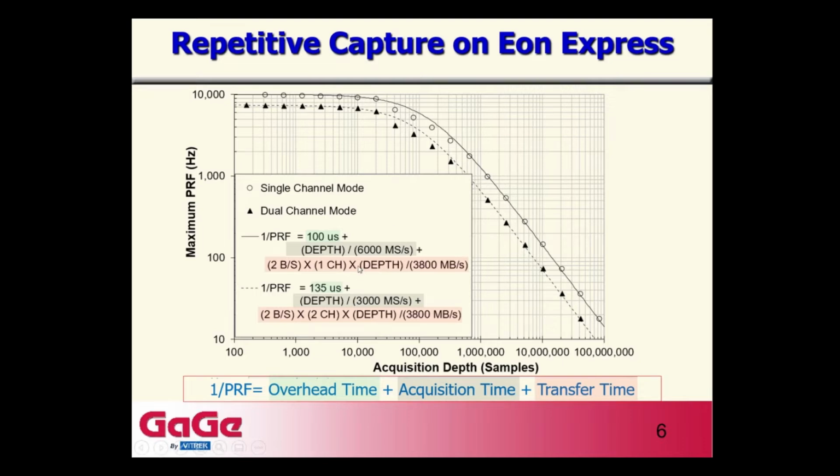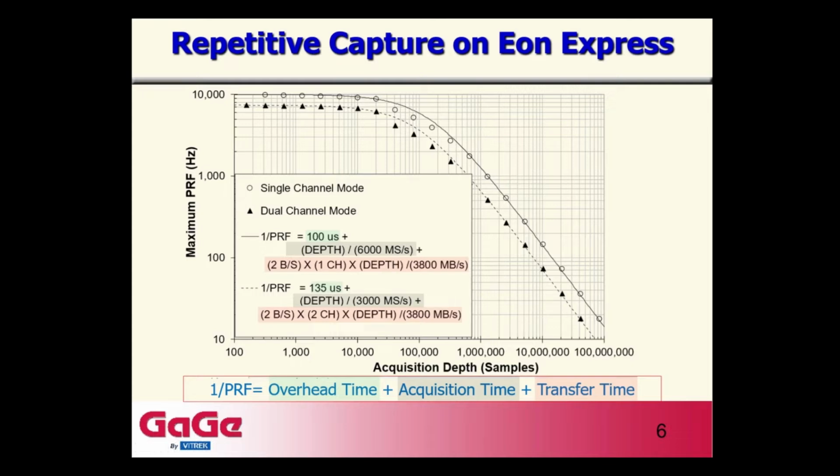I've shown the two equations up here that fit these two dashed and dotted curves to the data, and we can see here that both of them contain, in gray, this second term. The acquisition time is the same, and that's pretty straightforward. That's the depth, the number of points I'm going to acquire, divided by the sampling rate. In this case, the sampling rate was different.